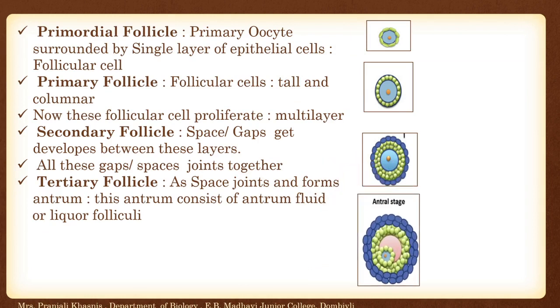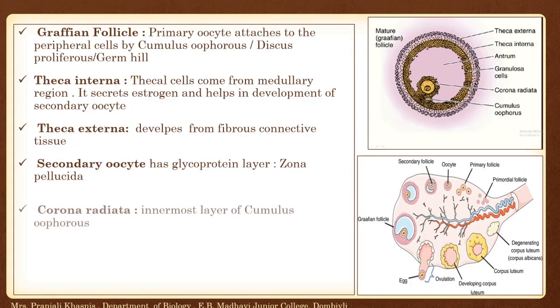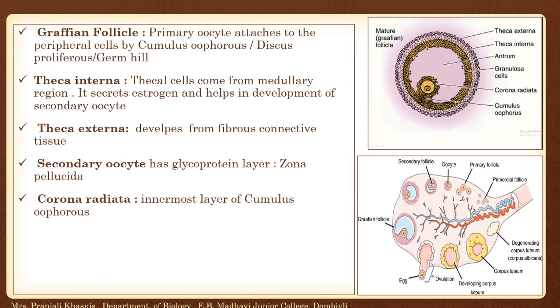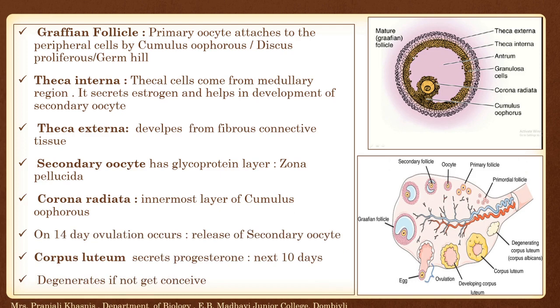So here we have seen these different stages from primordial to primary, primary to secondary, secondary to tertiary follicle, and then to the Graafian follicle. Then we have seen the various layers like theca interna, externa, and corona radiata, how they are formed and what the role of all the layers is. On the 14th day, ovulation occurs, so release of the secondary oocyte takes place. The corpus luteum secretes progesterone for the next 10 days. So if fertilization takes place, it continues the secretion of progesterone to maintain the pregnancy. If not, then it degenerates.